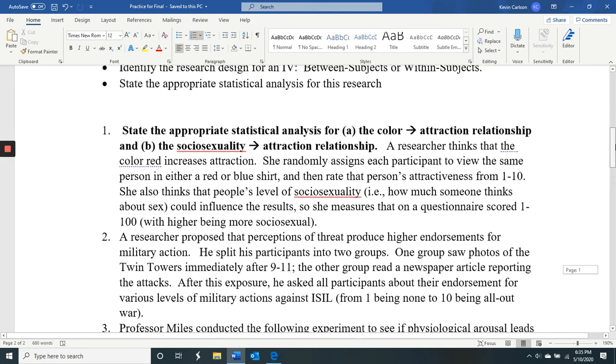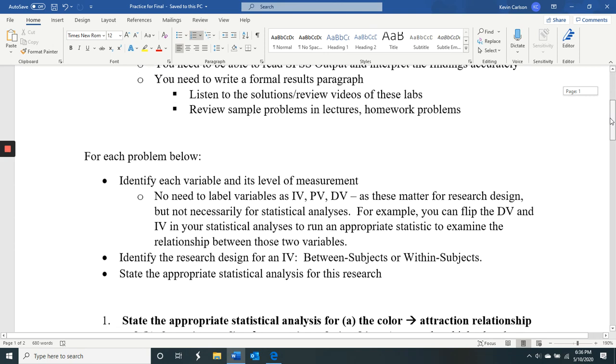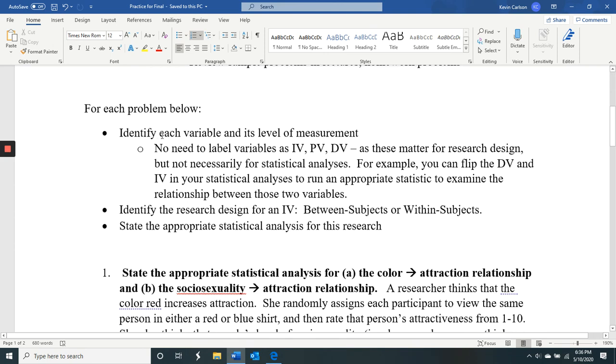And that's it for this video, essentially. So do follow my recommendations about what to review, and hopefully that practice was very helpful for you to prepare for the exam. The exam is all this. There's nothing else to it. There are no calculations, etc. It's just looking at some research, and I'll review this here, identifying each variable and its level of measurement.